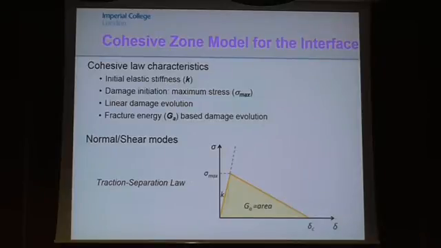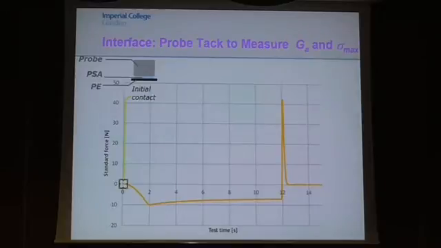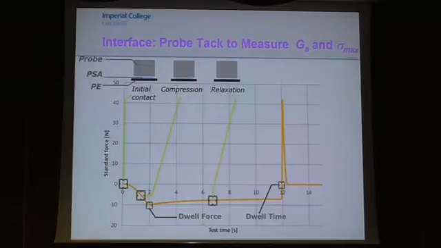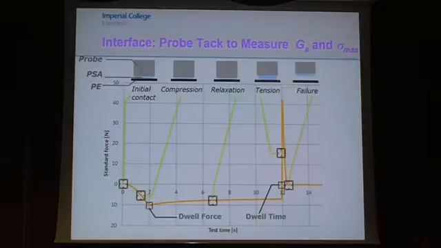So I figured I'd try a totally independent test. So I decided to do modified probe tack tests. So you can see the probe, the PSA, and the polyethylene up there. Initially, the probe comes into contact with the PSA. It compresses it until a certain force, known as a dwell force. Leave it there for a certain period of time, called the dwell time, and it relaxes. And then I pull it off, in tension, at different speeds until there's failure at the PSA polyethylene interface.